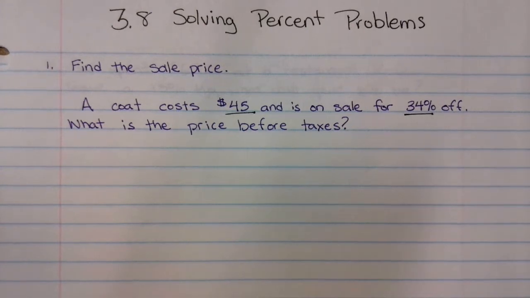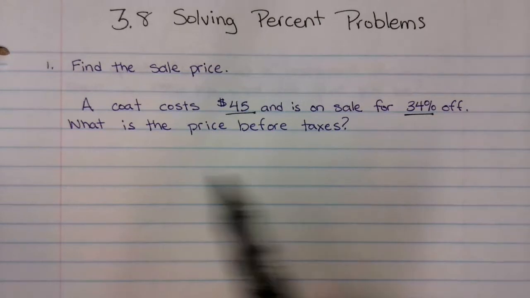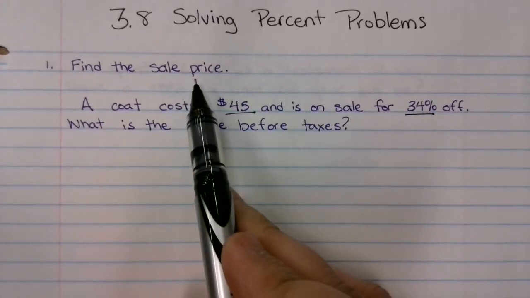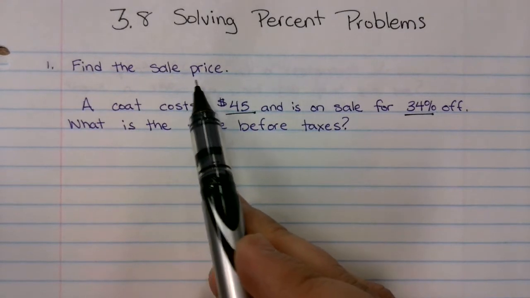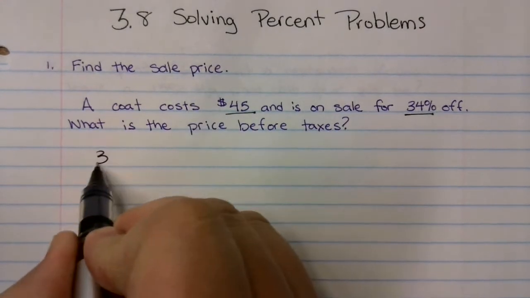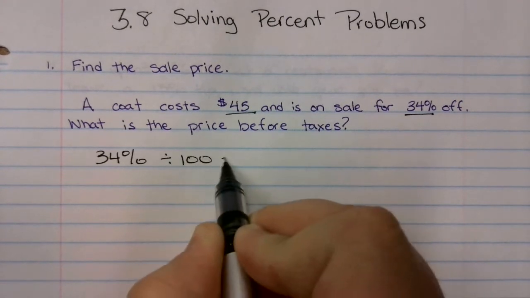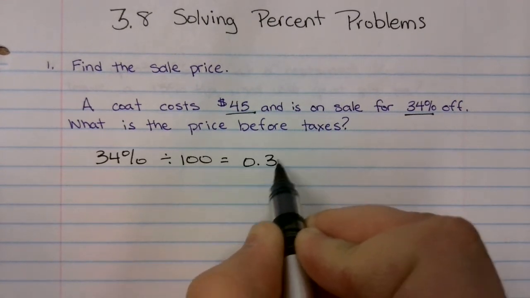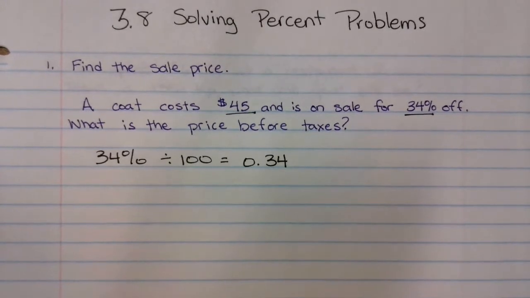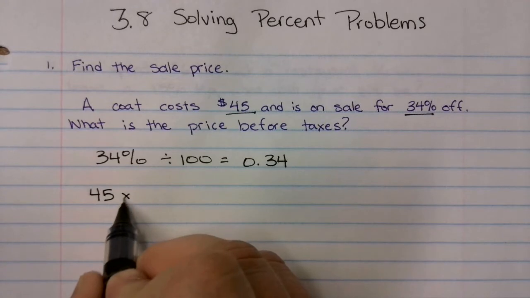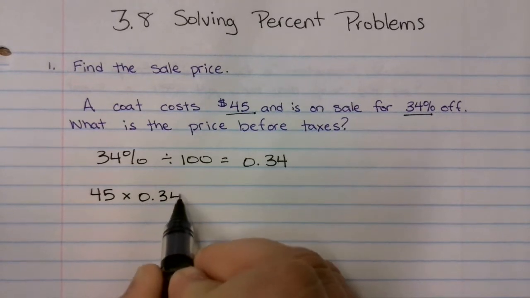What is the price before taxes? So we can see here we don't have to worry about calculating what the tax is. We just have to find the sale price. To solve this, I'm going to take my percentage and turn it into a decimal by dividing by 100. Then I'm going to take the price of the coat, $45, and multiply it by 0.34.